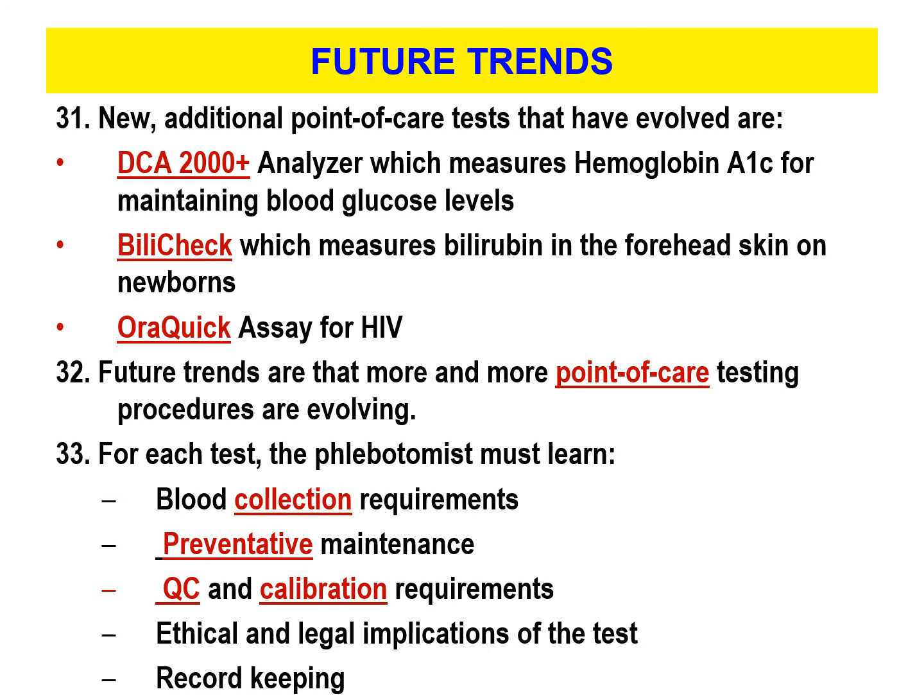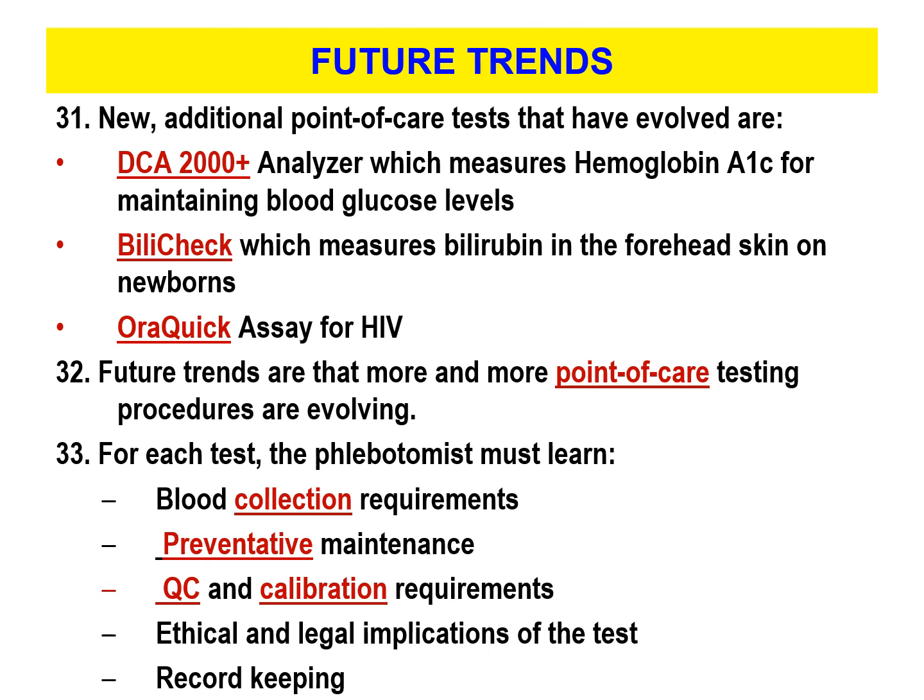Also, new additions of point-of-care testing. We had that DCA 2000 Plus, that analyzer which measures hemoglobin A1C for maintaining blood glucose levels. And as we know, hemoglobin A1C right now is the gold standard. So the more we can do those kinds of point-of-care testing, the more it would really help us monitor, diagnose, and treat our diabetic patients better. Then there's the BiliCheck, which measures bilirubin in the forehead skin of newborns. So we can quickly get our bilirubin results, so we'll know and we can see when it's down. We can get them under that Billy light, right?